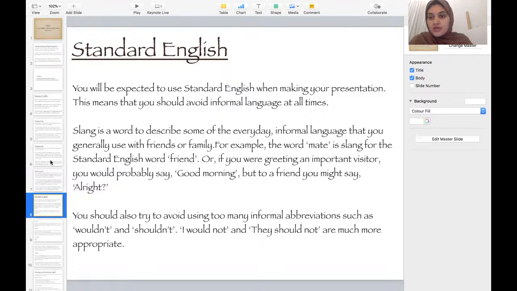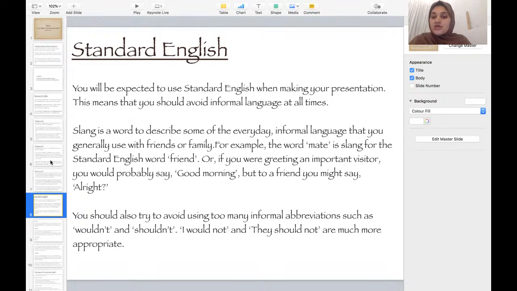So next topic is standard English. You will be expected to use standard English when making your presentation. This means you should avoid informal language at all times. Slang is a word to describe some of the everyday informal language that you generally use with your family or friends. For example, the word mate is a slang for the standard English word friend.